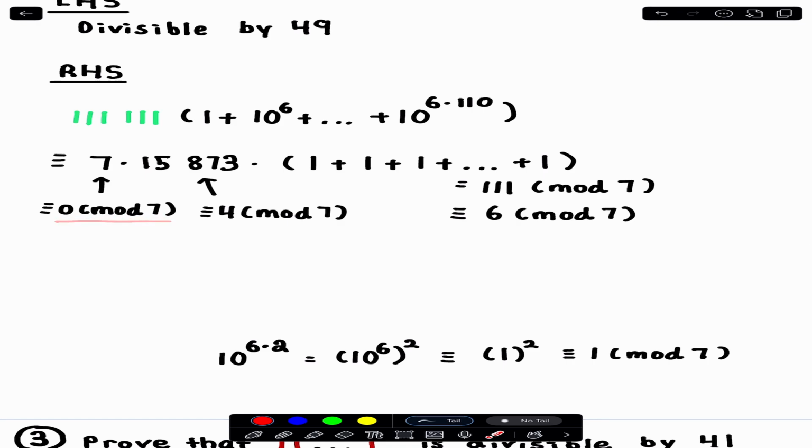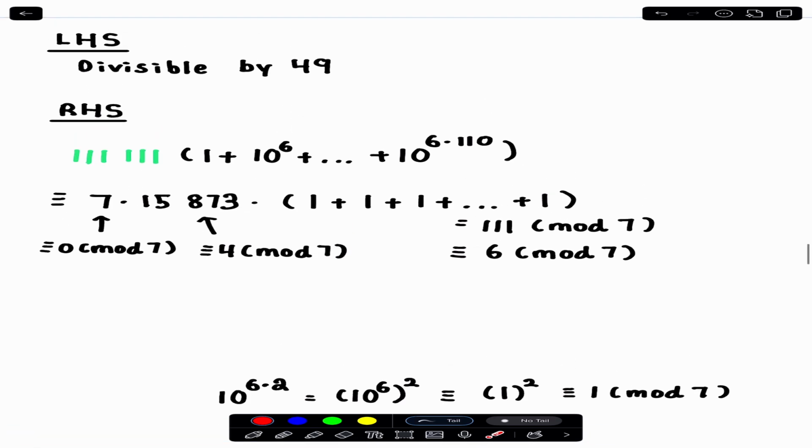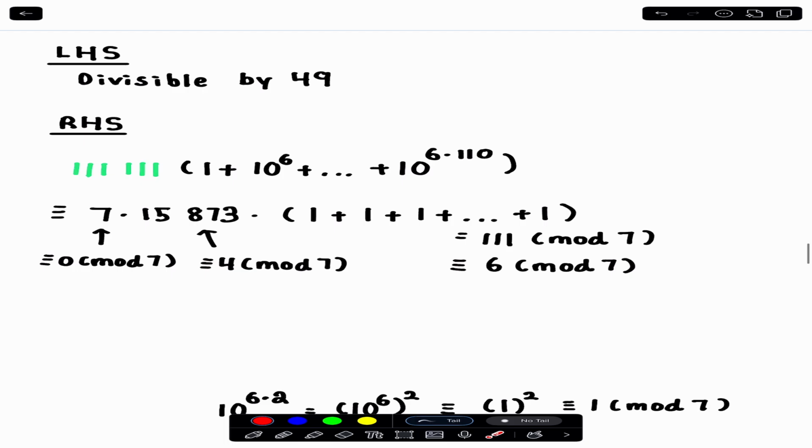We have a 0 mod 7 here, a 4 mod 7, and a 6 mod 7. When we multiply it out, it cannot be divisible by 49 because we do not have a second factor of 7. So the right-hand side is indeed divisible by 7, but not 49.